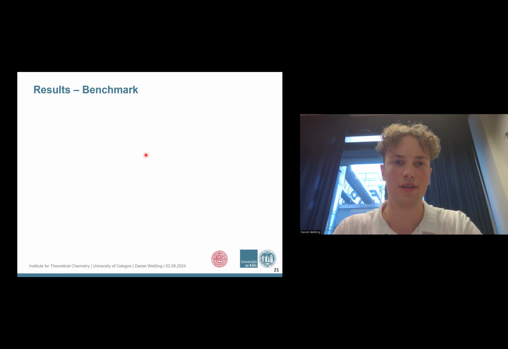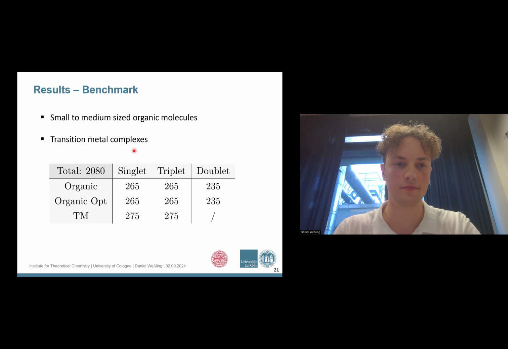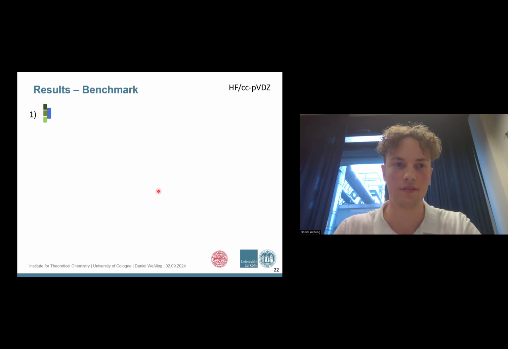Okay, now I explained the subspace gradient enhanced Kriging. Let's see what some results are. I did a benchmark for this with small to medium-sized organic molecules and transition metal complexes. And this produced a benchmark of a total of 2,080 molecular systems with open and closed shells. So we have singlets here for the closed part, and then triplets and doublets for the open shell parts.